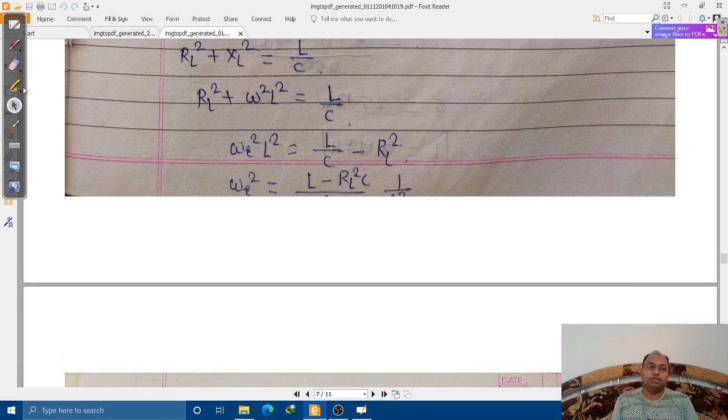Over here what we did is a cross multiplication. So L by C was there minus RL square, right? So it is L minus C RL square divided by C. Once we transfer this L square to the right hand side, it will go into the denominator, so L square. Is that fine? Great. Now let us check out further.